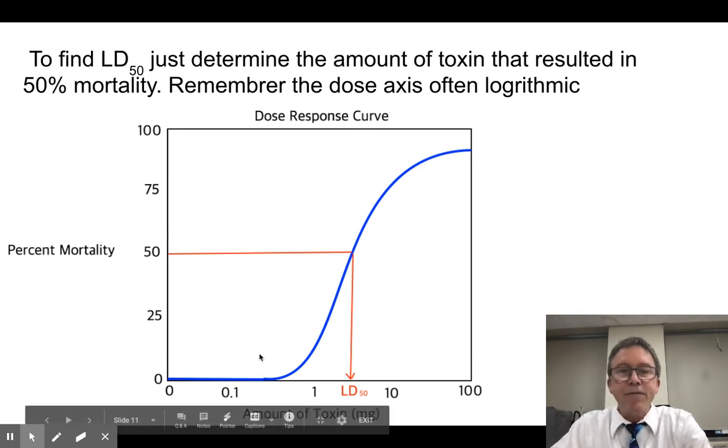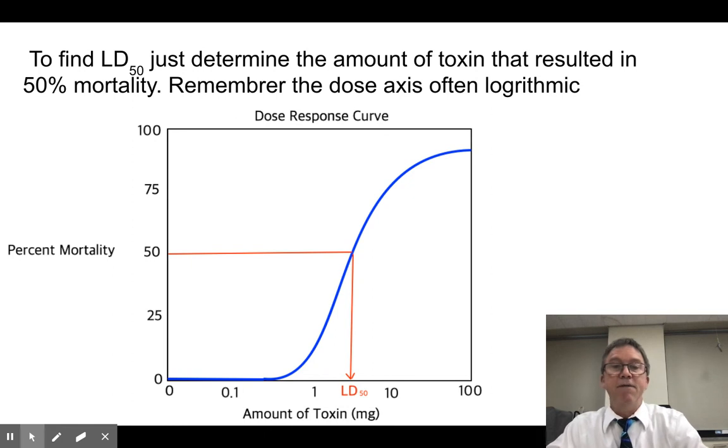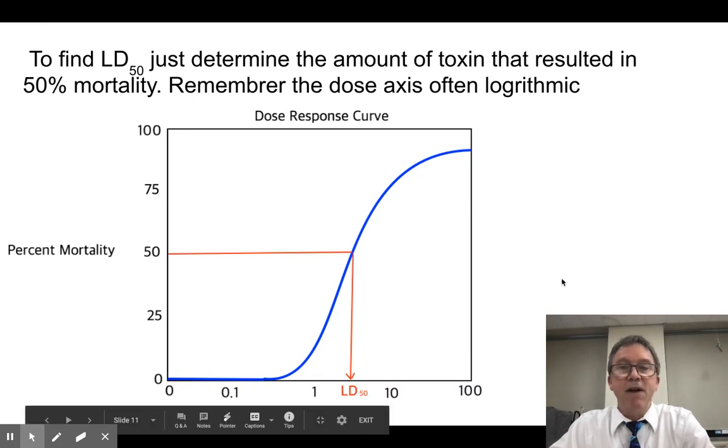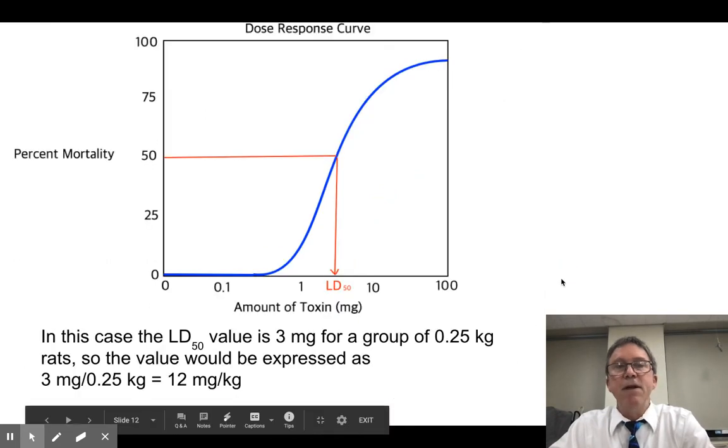Okay, so I go over to my logistic curve, I drop down, and if this is a logarithmic scale, if this is 1 and this is 10, that's probably right around 3. So I now have 3 milligrams of toxin killed my rats, so that means it would be 12 milligrams because they're 0.25 kilograms each. All right, that's what I just said here.